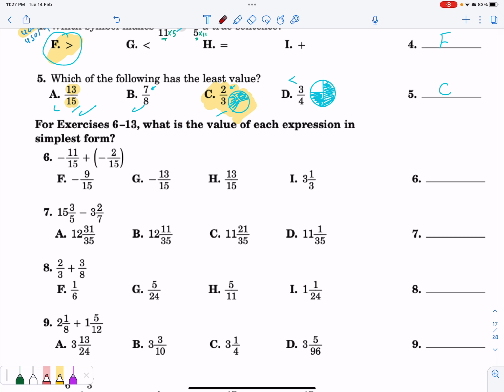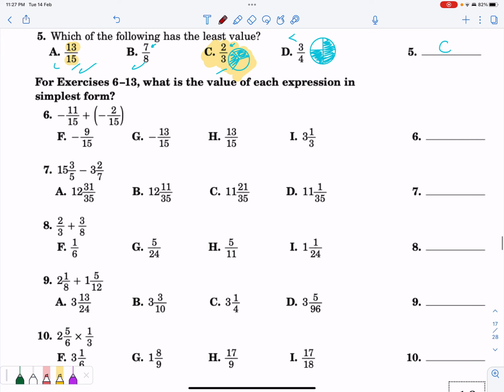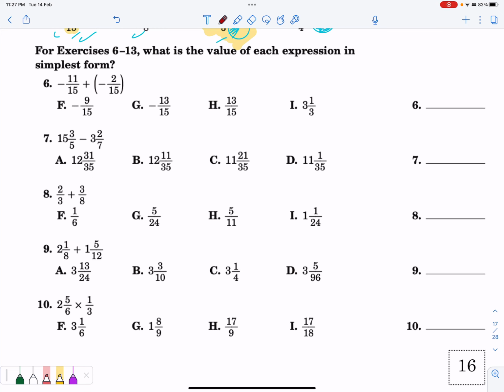Now let's see here. We have, for example, exercises 6 to 13. What is the value of each expression in simplest form? So we need to add, subtract, and multiply fractions, and write the answer in the simplest form. So let's start with the first one.